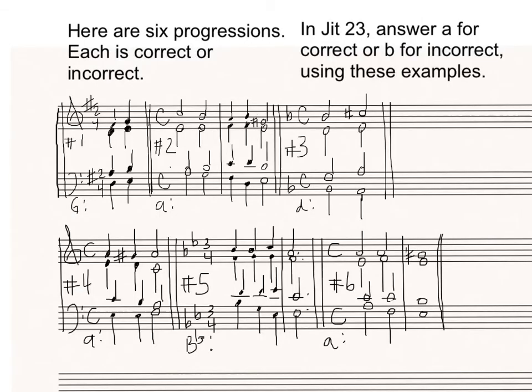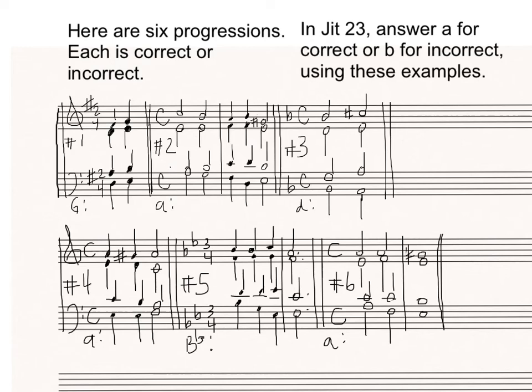Here is slide number 3. And these are 6 progressions. Each one of them is correct or incorrect. And so if you go to tests and surveys and click on JIT 23, you give answer A if you think the example is correct, or answer B if you think the example is incorrect. And I'm just going to play through all 6 of these for you. Some of them have obvious problems, some of them are perfect, and some of them have less obvious problems.